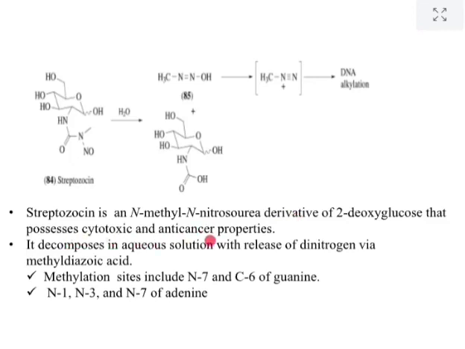It decomposes in aqueous solution with the release of dinitrogen via methyl diazoic acid. This is what we're calling methyl diazoic acid. It loses the dinitrogen, and it will also release a methyl group, so it will give you the N2 plus a methyl cation. And of course, that cation is the one which causes the methylation. It can cause methylation at N7 and O6 of guanine, or at N1, N3, N7 of adenine.